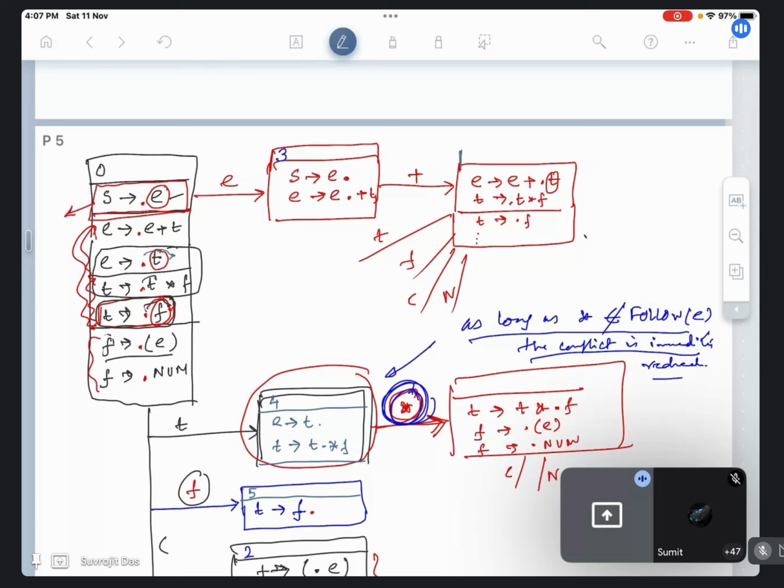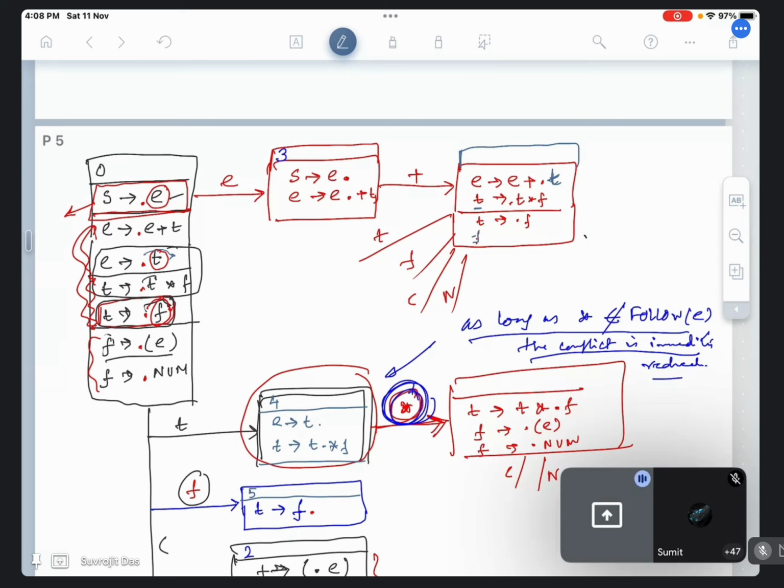So this is another state that we had been talking about, and it had E goes to E plus dot T. Please try to concentrate, otherwise you will get confused. E goes to E plus dot T. And then you had T goes to dot T star F, because you are taking care of this T, and then taking care of productions that have this T on the left hand side. Then as usual, you are adding T goes to dot F.